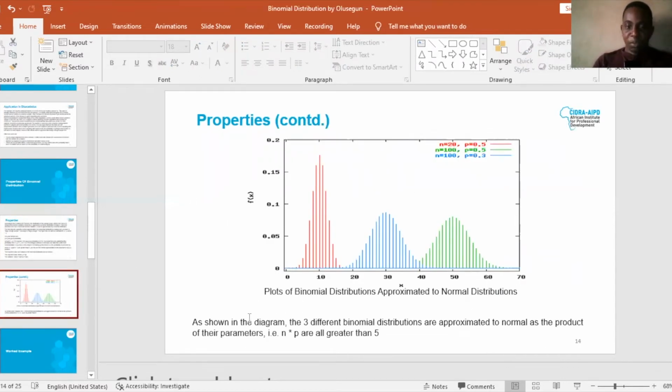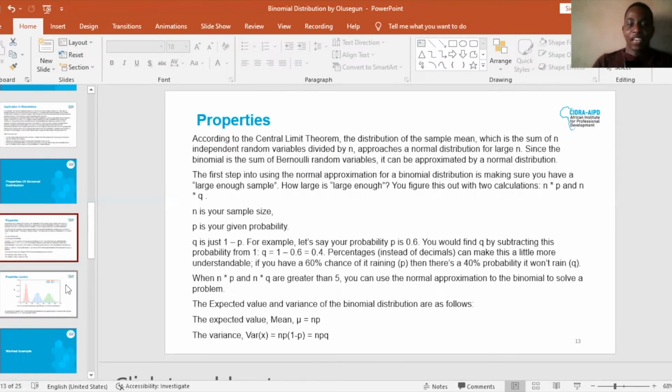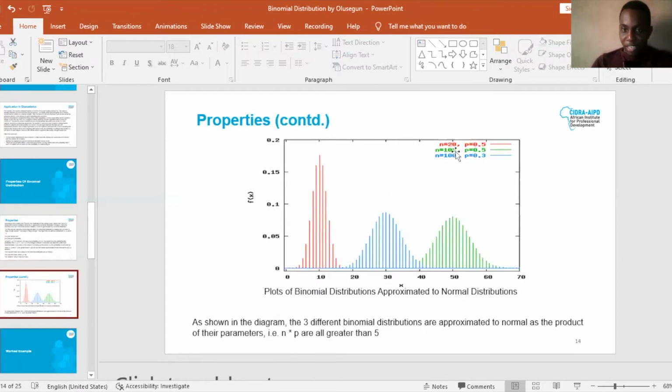So we can see plots of binomial distribution approximated to the normal distribution. If you multiply n times p for each of these distributions, we will see that the values will be greater than 5 as stipulated here. So we can use the normal approximation to the binomial in cases like this. For example, 20 times 0.5 for this red plot equals 10, where n equals 20 and p equals 0.5. For this green plot, n equals 100 and p is 0.5. If you multiply them, it gives you 15. So we can use the normal approximation to this binomial distribution.